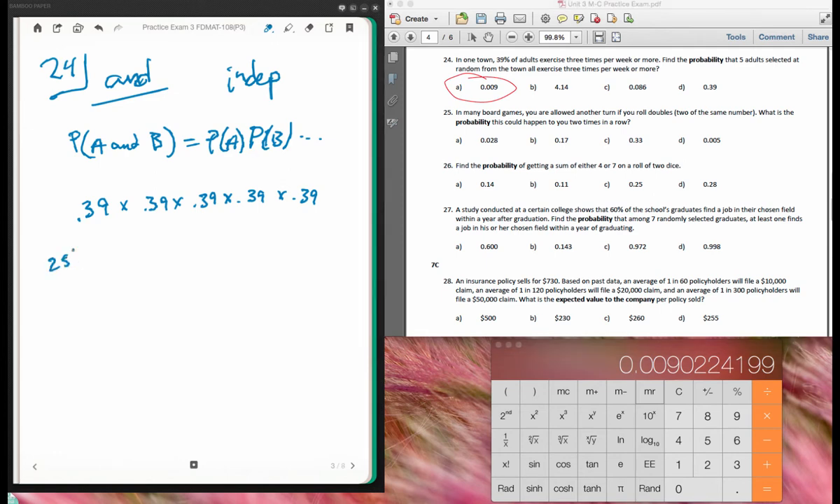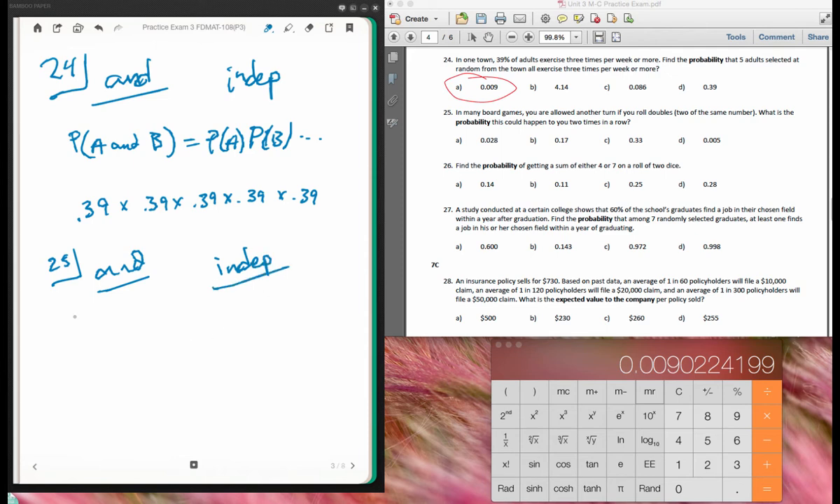Question 25. In how many board games are you allowed another turn if you roll doubles, 2 of the same number? What is the probability that this could happen to you 2 times in a row? Okay, so we're looking for 2 things, I rolled doubles twice in a row. So this is an and, and because each roll is independent of each other, this is independent.